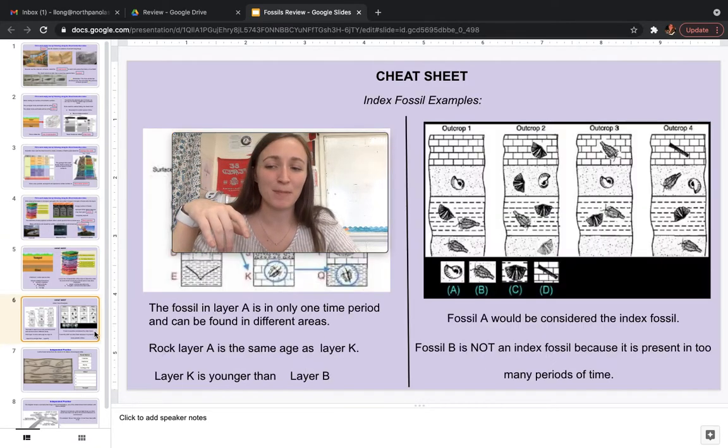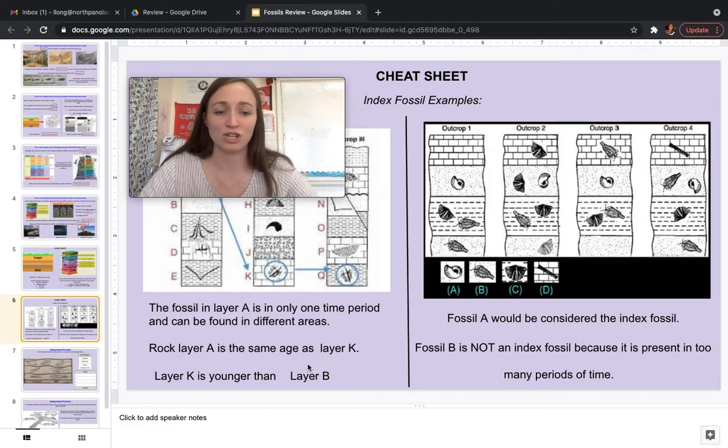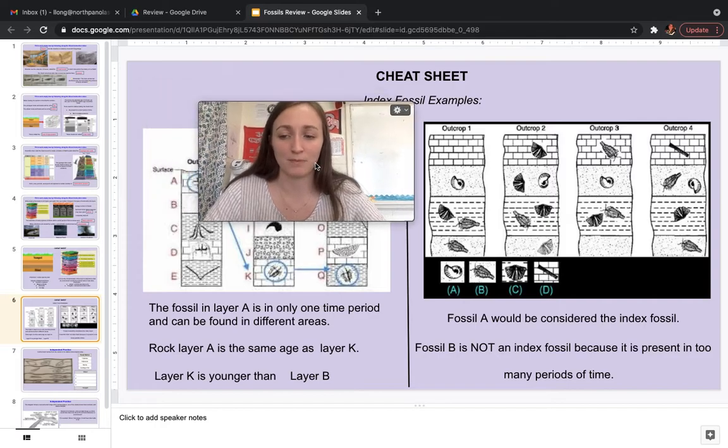I also made a separate cheat sheet for index fossils just to really break it down further. If you're like, lady, I don't even know what you're talking about with index fossils, please help me out. Here is just another cheat sheet that really gives it some good examples and really breaks it down.